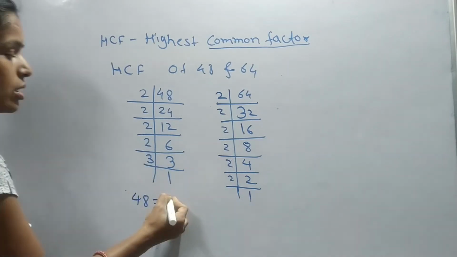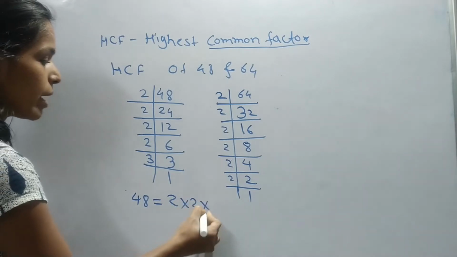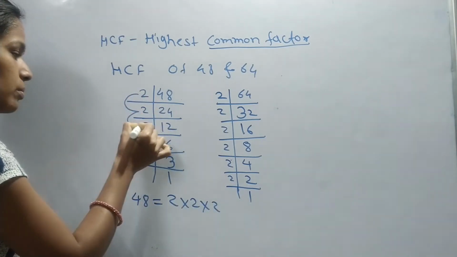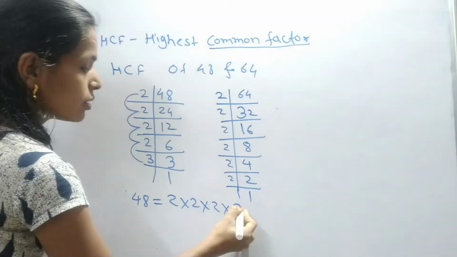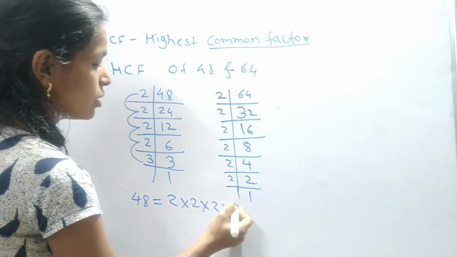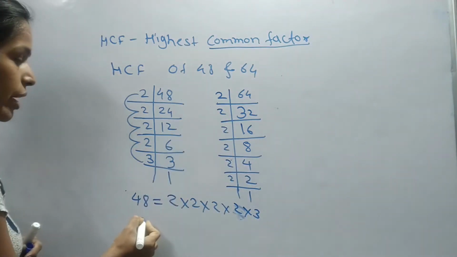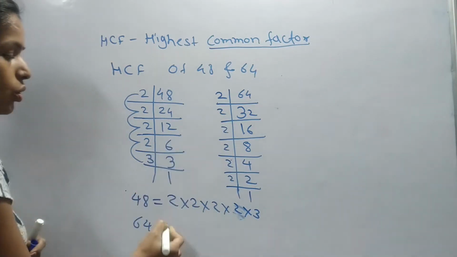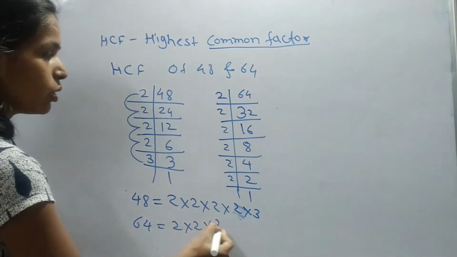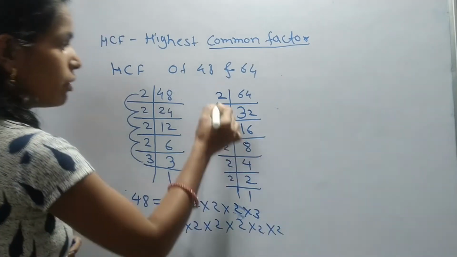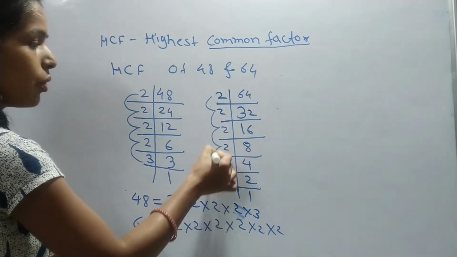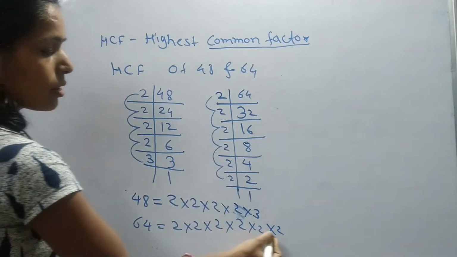So 48 has the prime factorization 2 multiply by 2 multiply by 2 multiply by 2 multiply by 3. Four 2s are there and one 3 is there. Now let's write the factors of 64: 2 multiply by 2 multiply by 2 multiply by 2 multiply by 2 multiply by 2. So 6 times 2 will appear.